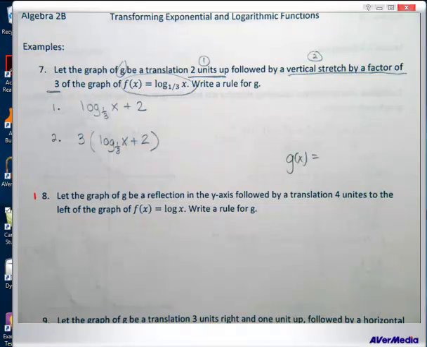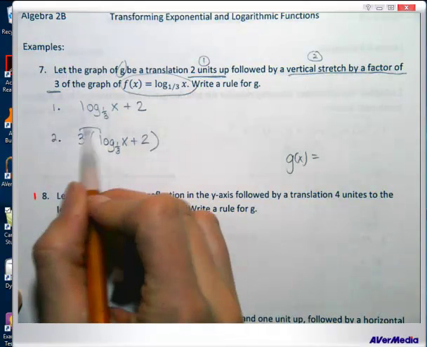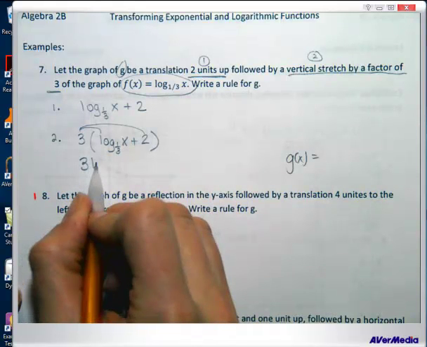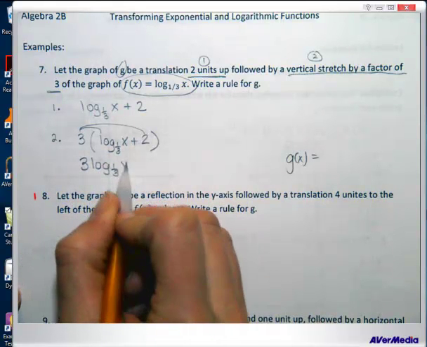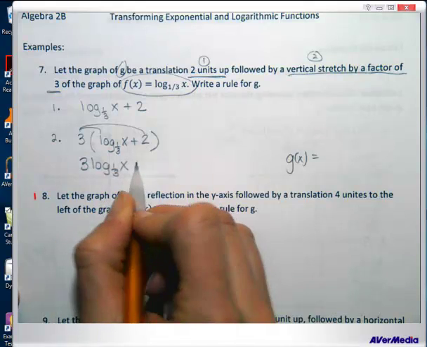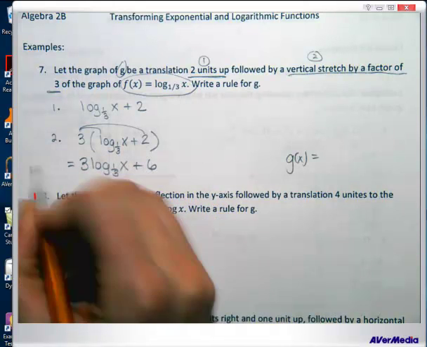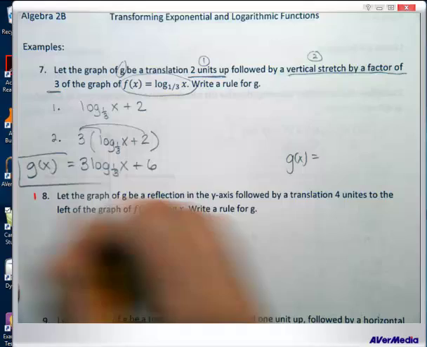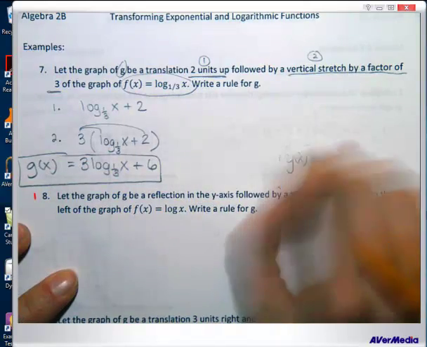And then normally we simplify. If 3 is being multiplied by log base 1/3 of x plus 2, the 3 multiplies by the log part and by the 2. So this is 3 log base 1/3 of x plus 6. And there's my final answer. I'm going to write the g of x with it over here.